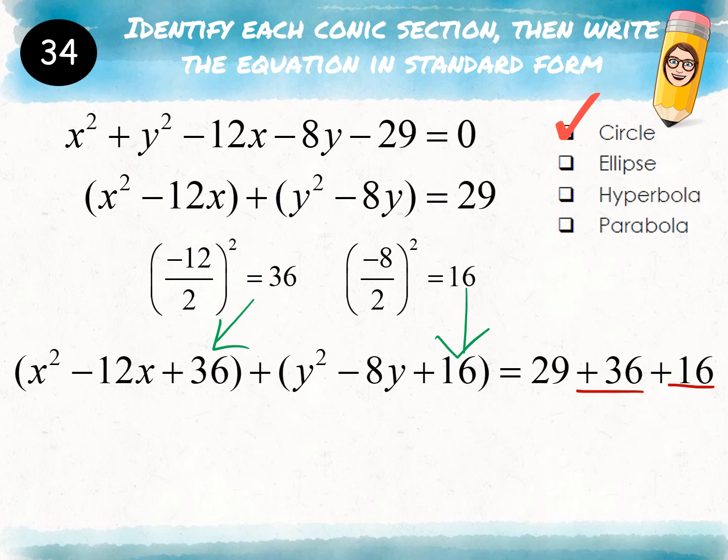Step 5, factor. A nice clean x minus 6 quantity squared. A nice clean y minus 4 quantity squared equal to 81. Now because this is a circle, I have no factors out front. That's good. It's equal to r squared. That's good. I have what I need to graph my circle.